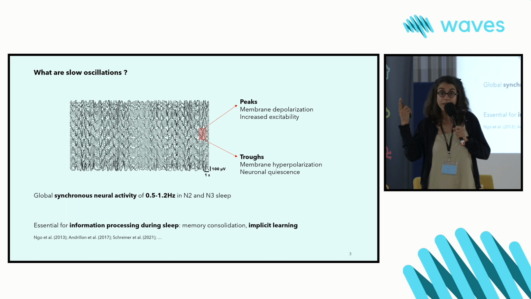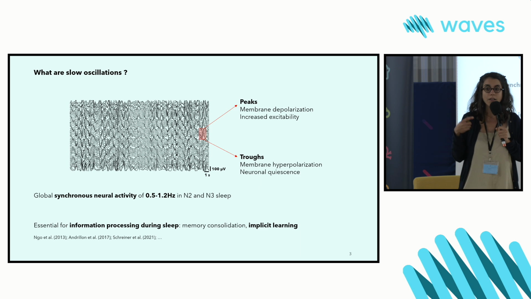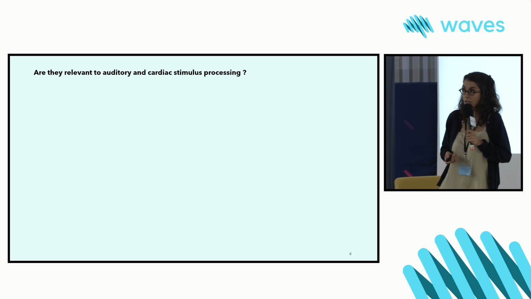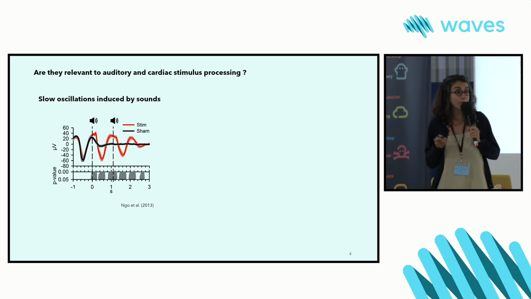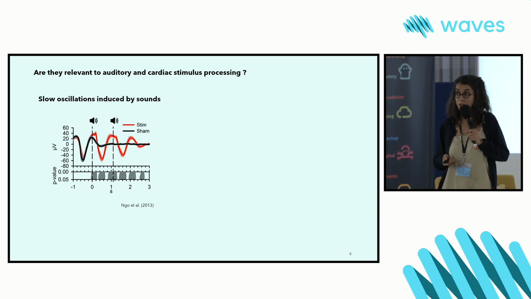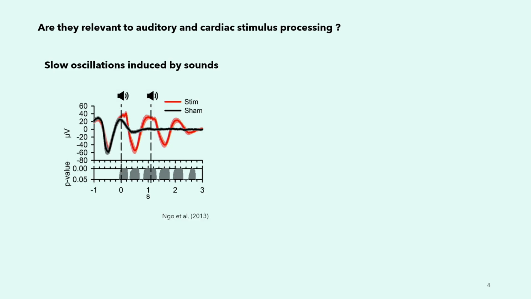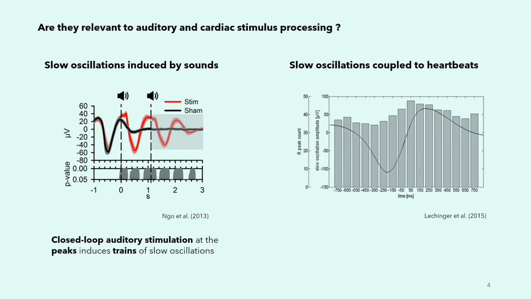Now, specifically in the context of cardiac and auditory stimulus processing, we looked into two lines of investigation related to slow oscillations. The first comes from the closed-loop auditory stimulation literature in sleep, where, as you can see, sounds are administered at the peaks of the slow oscillations in real time, which results in induced trains of slow oscillations that follow the auditory stimulation.